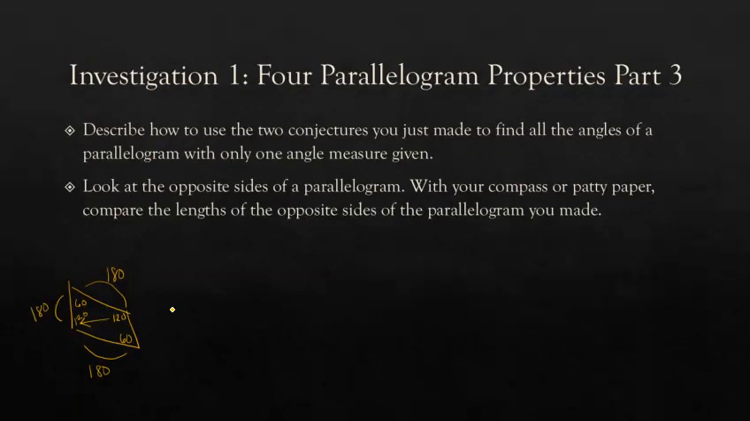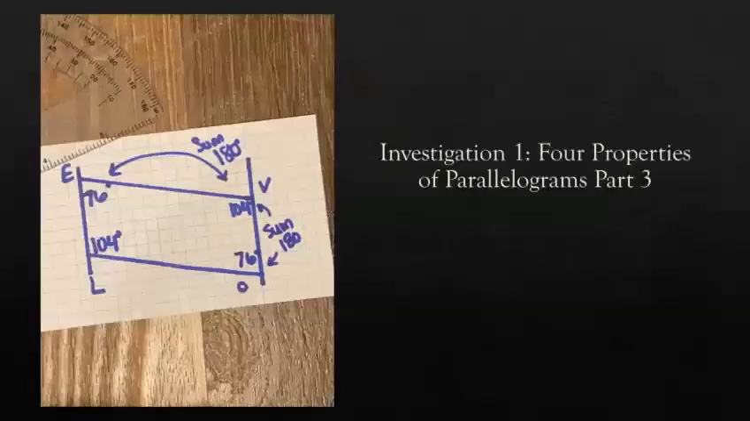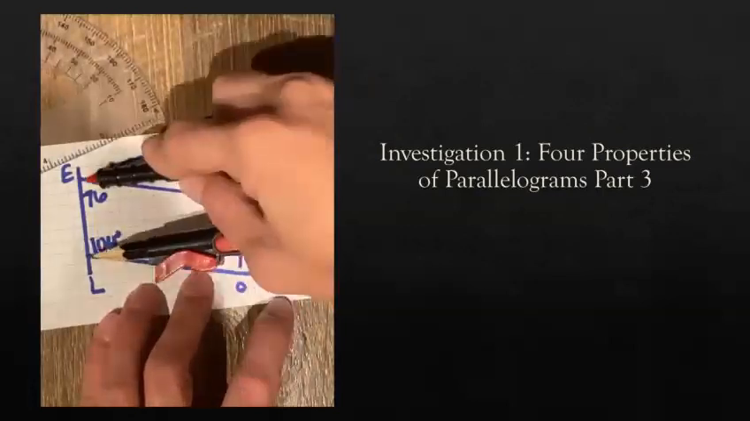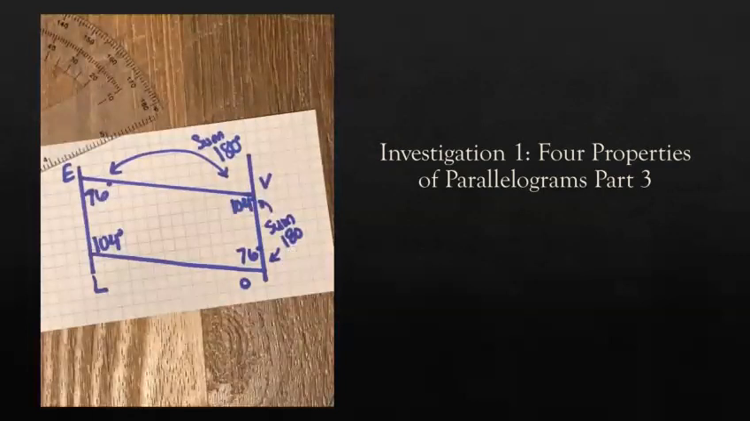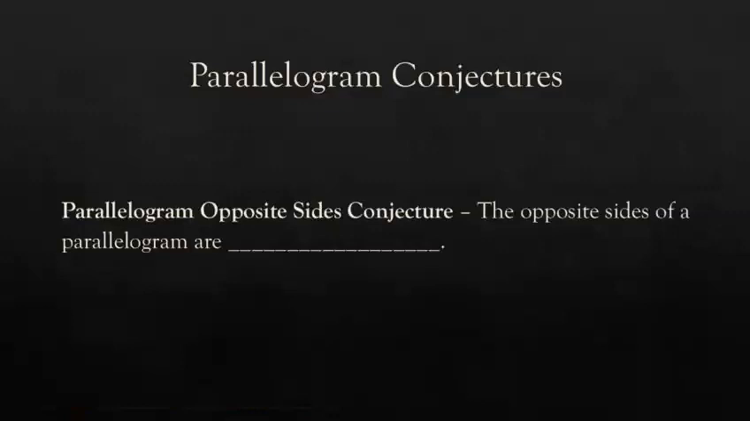Now let's look at the sides, looking at the opposite sides of a parallelogram. Use your compass or a piece of patty paper and compare the lengths of the opposite sides. So here I'm just using my compass to compare. Once I set it for one, I compare the other, and I find that they're the same. So the opposite sides of a parallelogram are also congruent, just like the opposite angles were congruent.